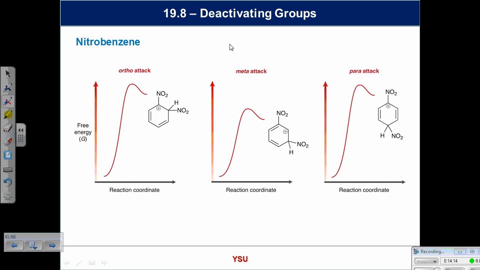Graphs showing this. These are all higher reaction barriers than they were for benzene. That's why it's slower. Why is it slower? It's electron withdrawing. It makes the benzene ring less nucleophilic. But again, ortho and para destabilize now. Meta isn't so bad. That's the best you can do.